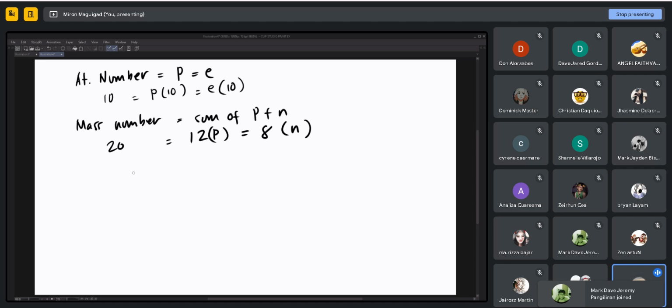So, sana nasusundan natin. Okay? Sabi kasi, si mass number is the sum of protons and neutrons. So, it means, if we have a mass number of 20, then it must be the sum of 12 protons and 8 neutrons. Okay? So, sana po nakakasunod tayo.